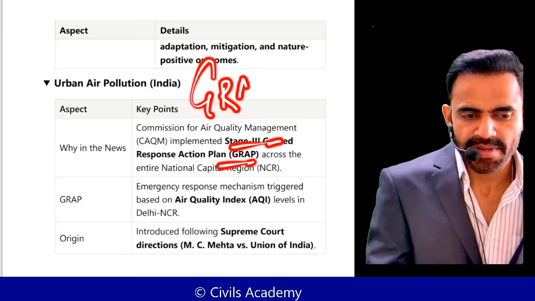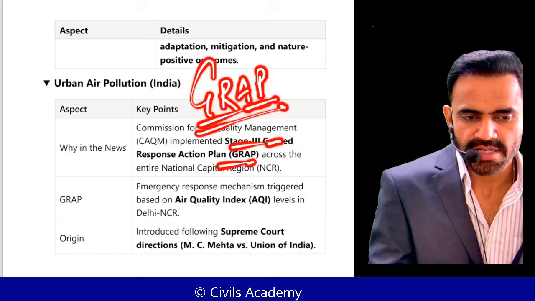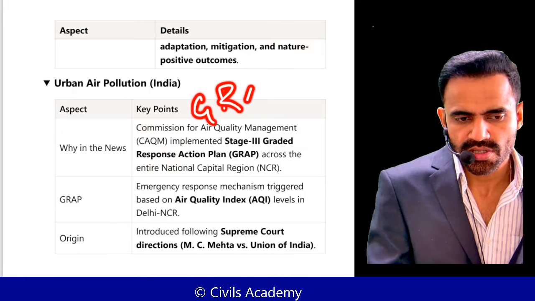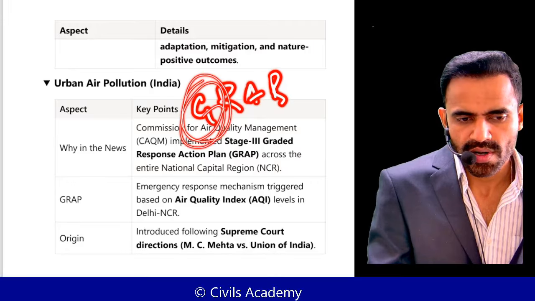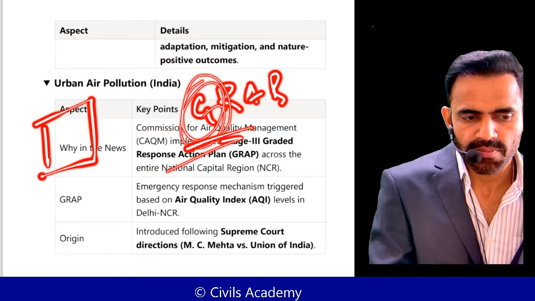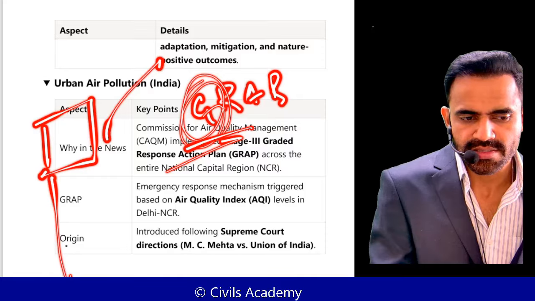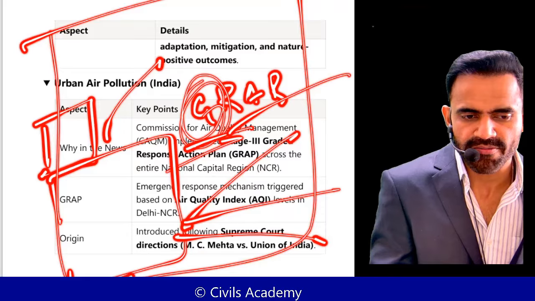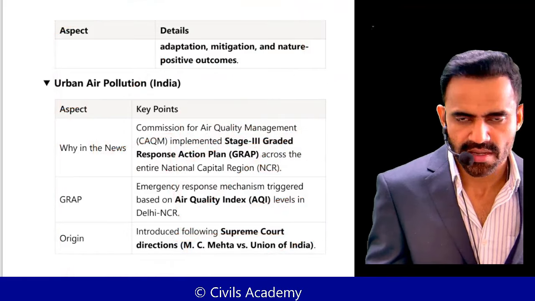Graded Response Action Plan. First, understand action plan basically means the steps we are going to take. Response, graded response action plan. What is graded in this case? That if the pollution is of this level, we are going to take this step. If pollution is more severe, we are going to take these steps. If pollution is very severe, we are going to take these steps. That is basically referred to as GRAP.